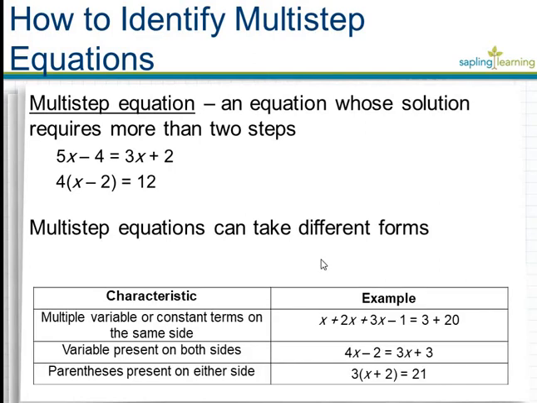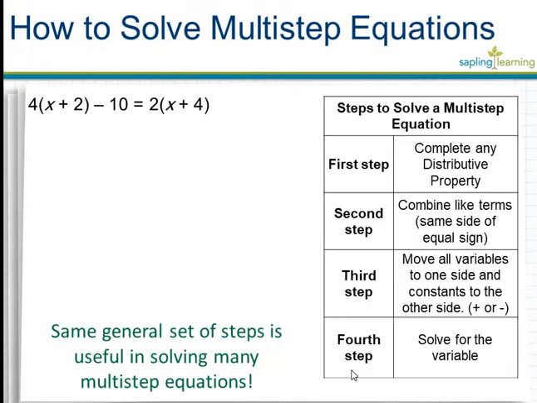Now, for example, here are some examples where the variables are on the same side. You may have x on the same side, but you can see that we have more than one term having x, right? Or a variable present on both sides. You can see we have terms that have the variable x on both sides, or when we have parentheses, we have to use multi-step equations.